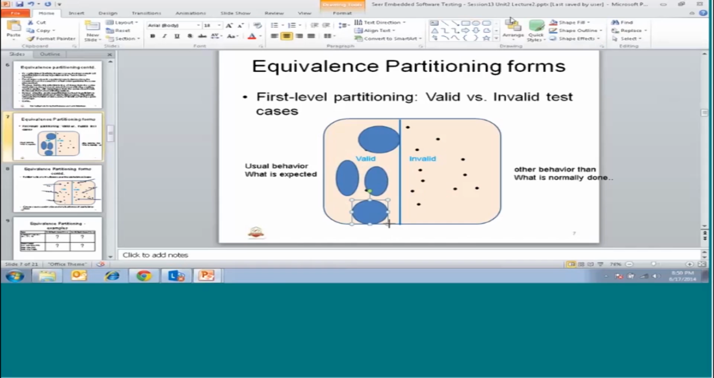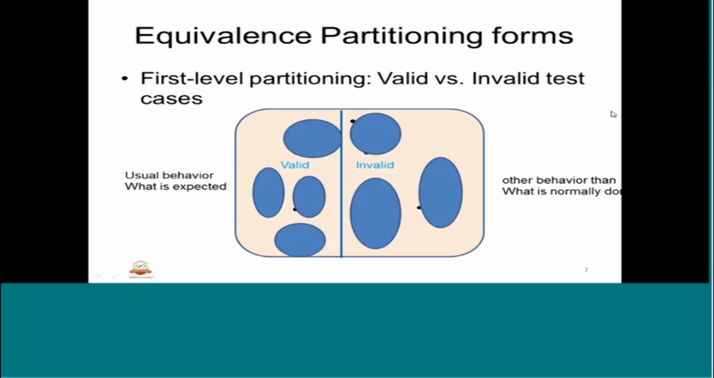Similarly for invalid also, we are going to have something similar to this. We are having four invalid test cases. We may have more actually, but the behavior is the same. That is why equivalence comes into the picture. Equivalence has two things, one is valid, the other one is invalid. So these are the primary first level of partitioning we do.